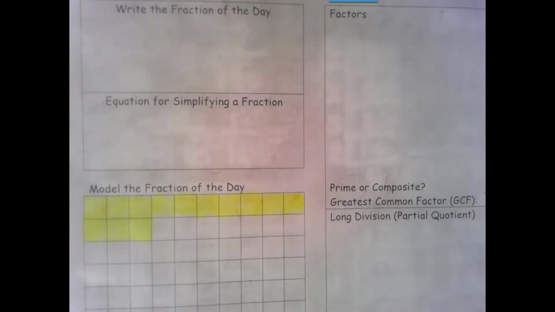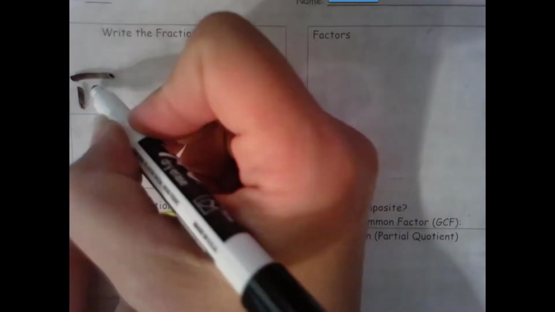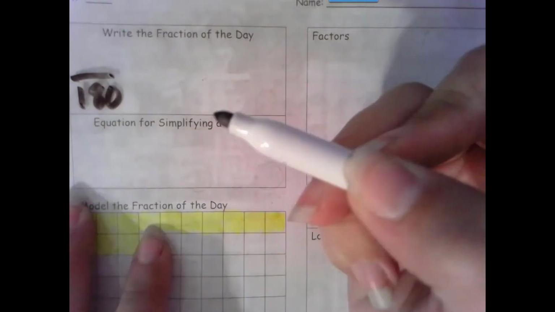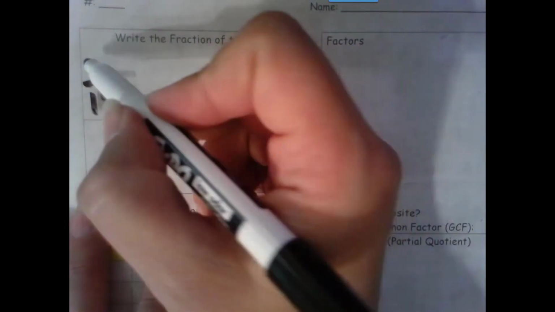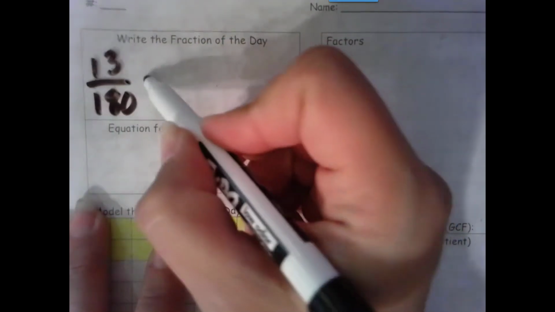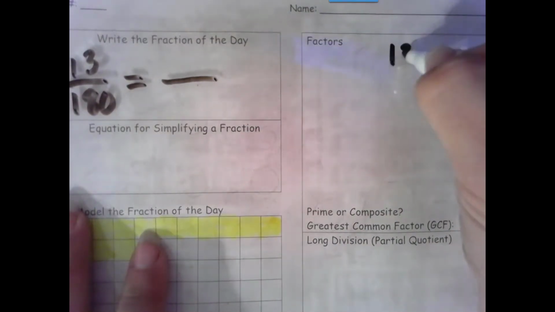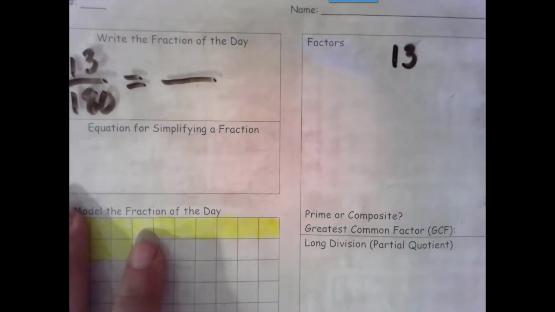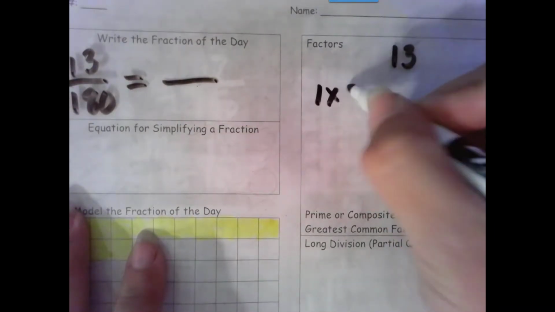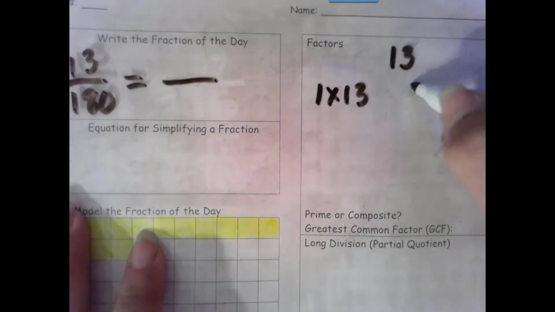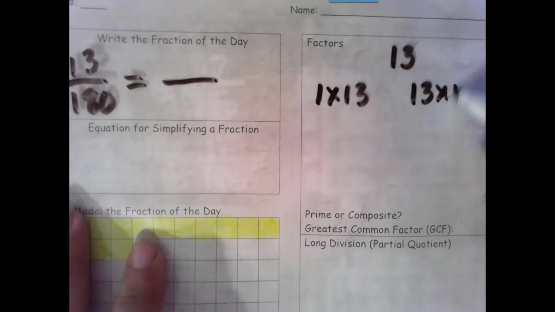All right. So our beginning fraction, we start with the denominator of 180. That's the total amount of school days. We're on day 13. Now we're going to find all the factors of our numerator, which is 13. Two factors we always know are 1 and the number itself. Using the commutative property of multiplication, we do 13 times 1.